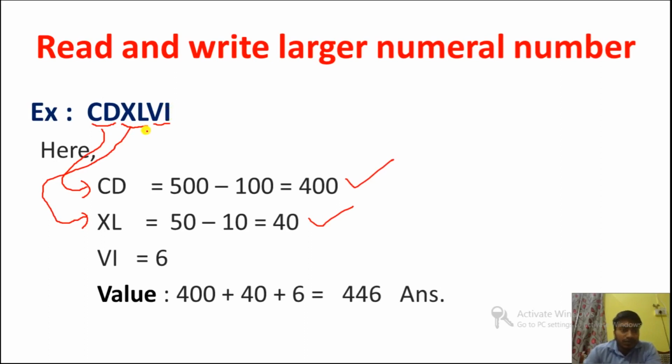So we have VI. So value of V 5 plus value of I 1. When we add, we'll get 6. Finally we have to add all the numbers. 400 plus 40 plus 6. 446. This is the number for this Roman numeral.